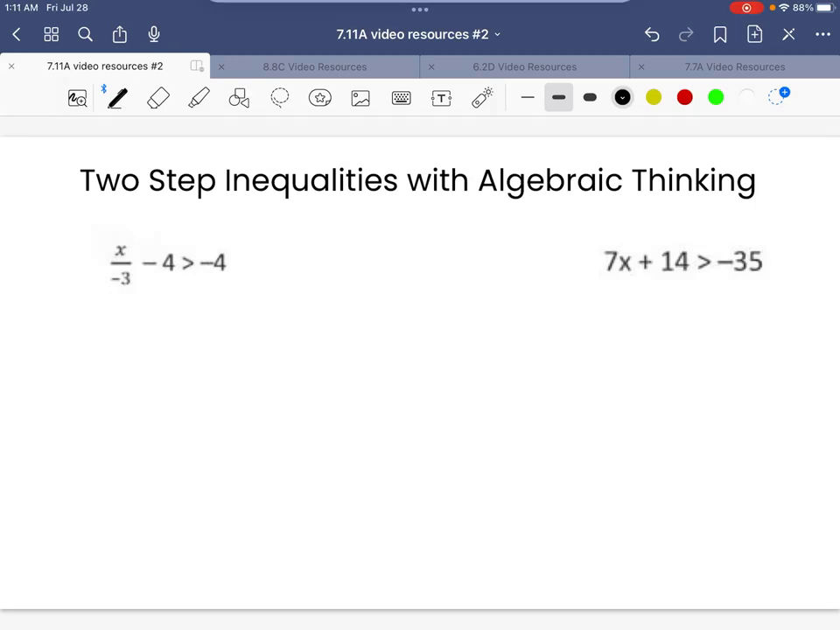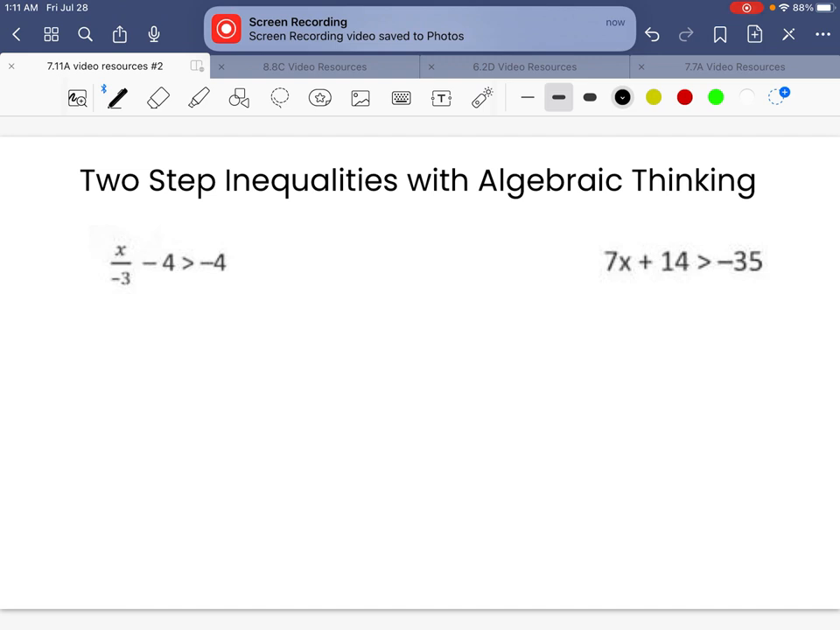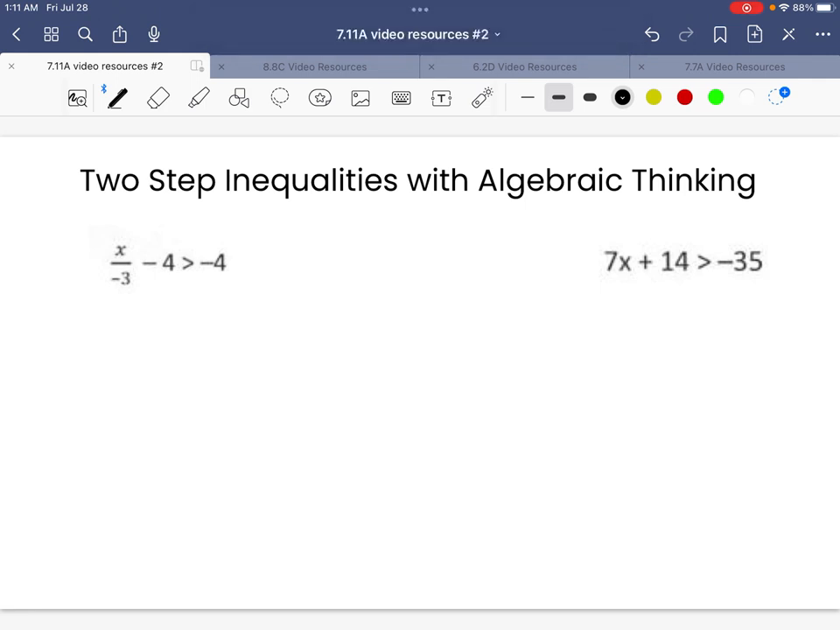Hey guys, today we're going to be looking at solving two-step inequalities using algebraic thinking. So our first inequality is x divided by -3 minus 4 is greater than -4.